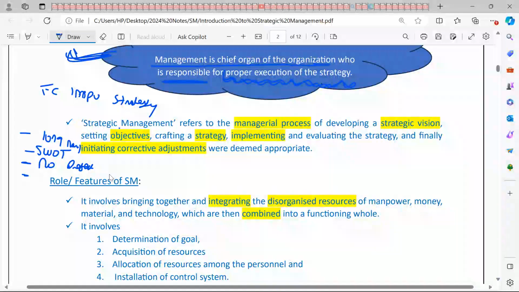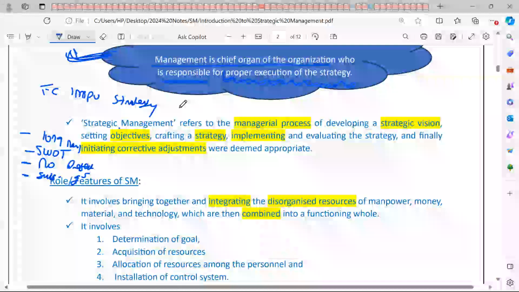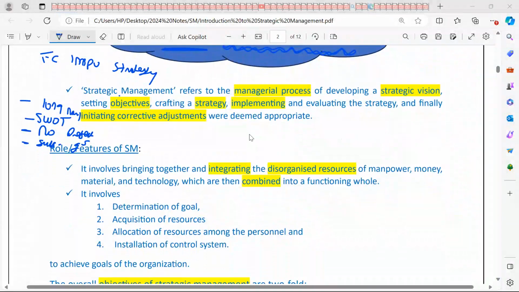Next point, anyone? It is not a substitute for management. Great. It is not a substitute for sound and responsible management. It means that you have to be active. You have to be responsible for the strategy. It cannot be that you have just prepared the strategy and you are going to sleep. You have to work on that strategy. And the last point, allowances are made for unanticipated events. Great. Now we will go to the next topic. Okay. What is our next topic?